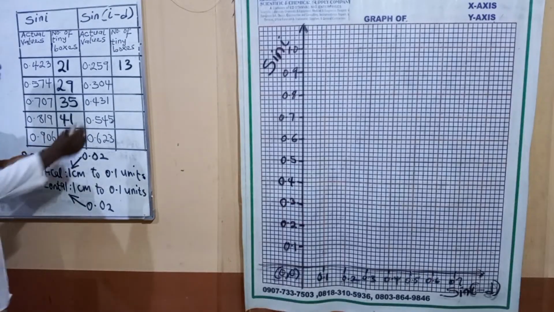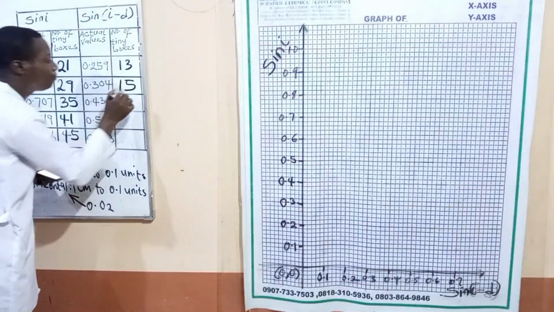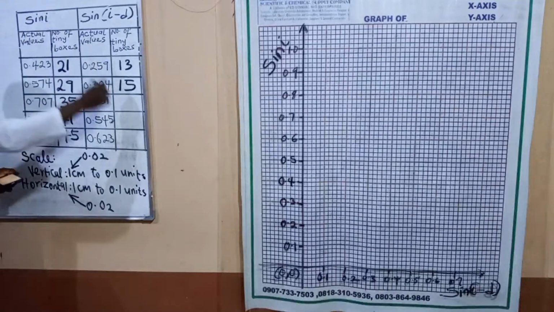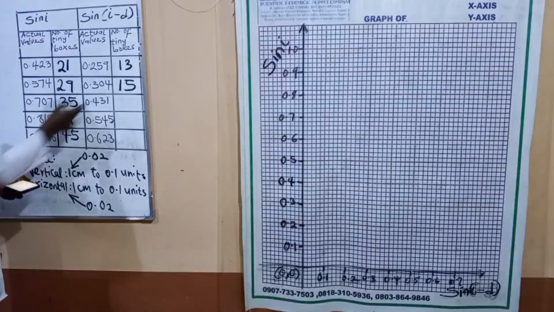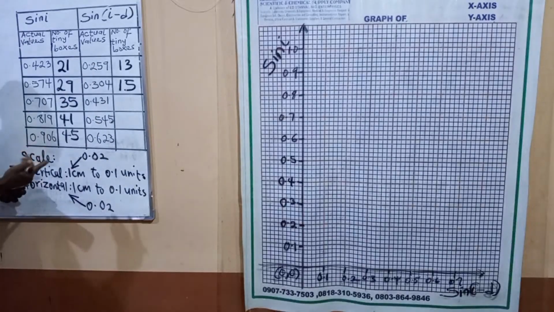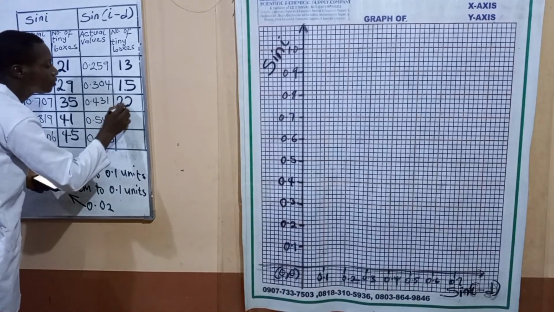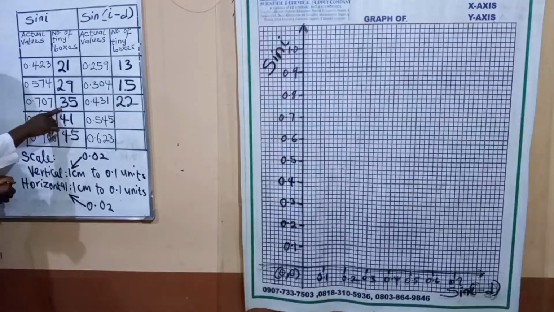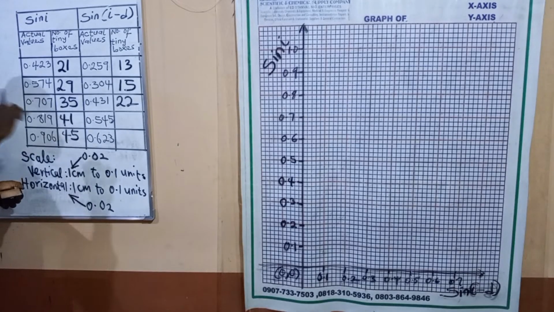That gives us 15, which means we are plotting 15 boxes against 29. Count 29 along the vertical, count 15 along the horizontal, and plot it. No need for the decimals. It is very, very easy. Go to the next one. The next one is 0.431. It is approximately 22. So we are counting 22 boxes horizontally, then vertically we are counting 35 boxes all the way from the origin. Where they meet, we plot the point.